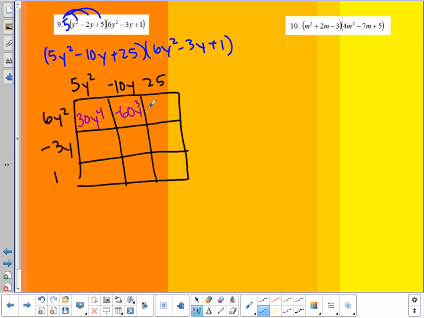150y squared. Big terms there. Then middle term, or middle row, negative 3 times 5 is negative 15, and that's y to the third. Negative 3 times negative 10 is 30, and that's y squared. Negative 3 times 25 is negative 75y. Last row, multiplying by 1 keeps everything the same.